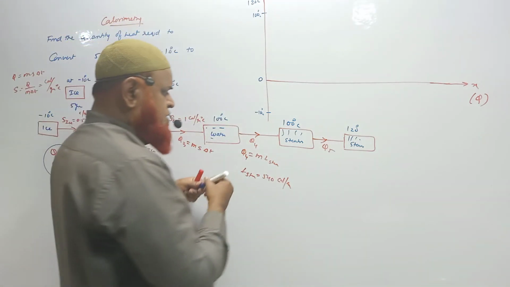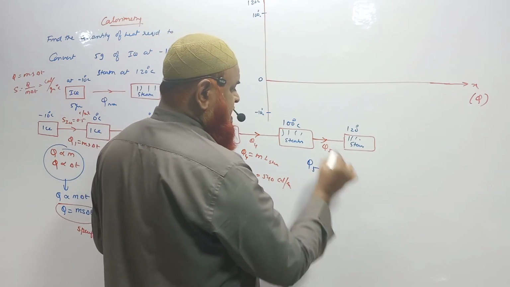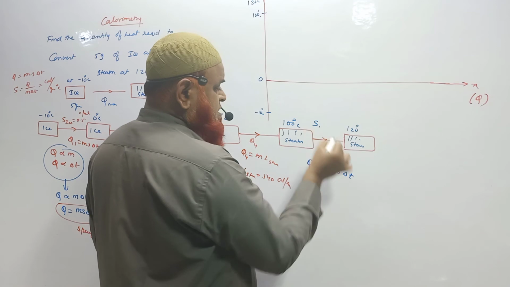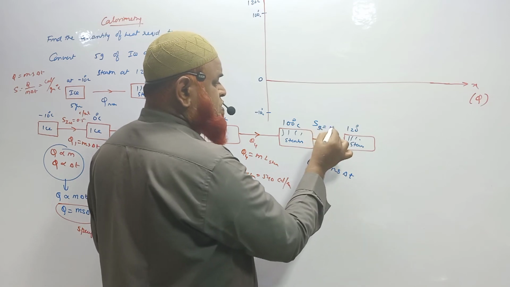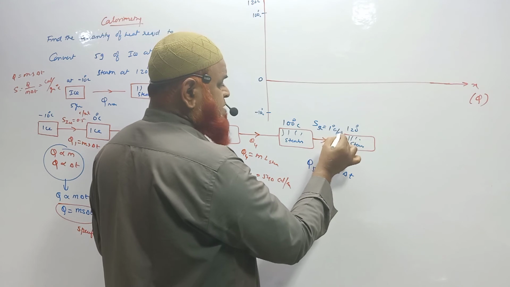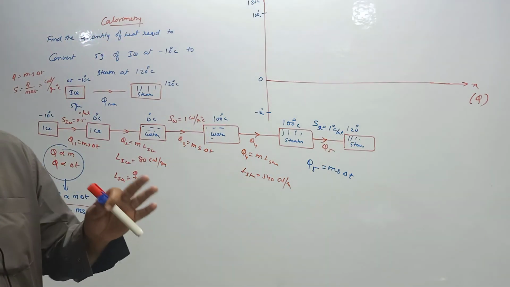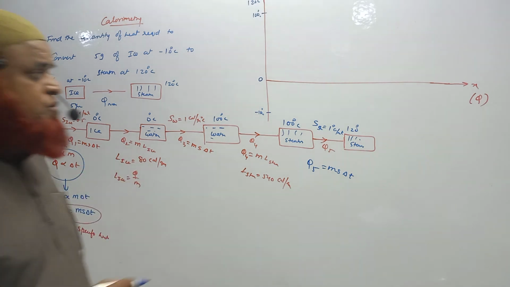So here you can apply Q5 is equal to ms delta T, okay? Whereas the specific heat of steam is also 1 calorie per gram degree Celsius. Okay, so these are the formulas you have to apply. Then let me draw the graph and show you.